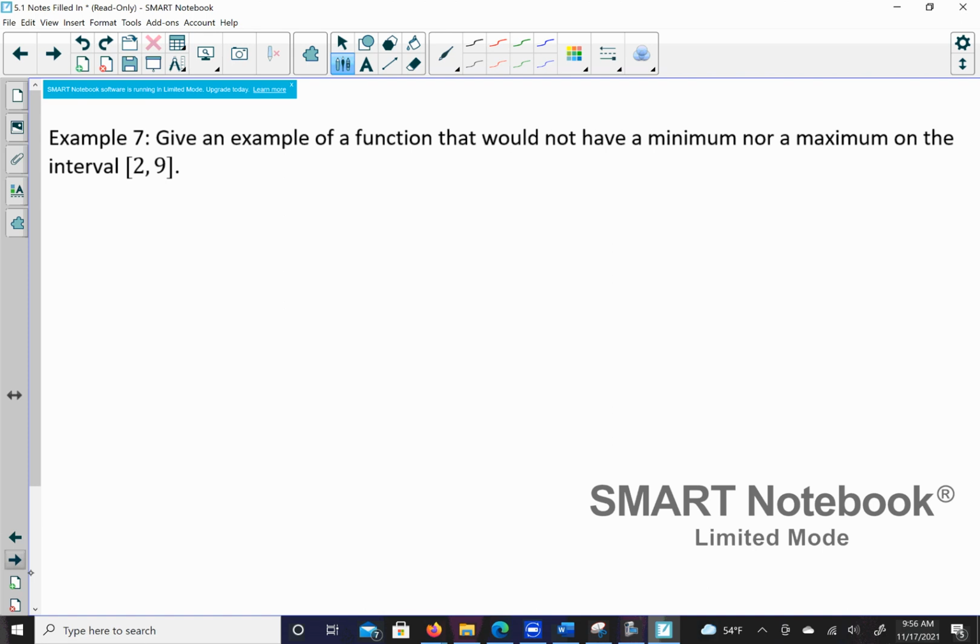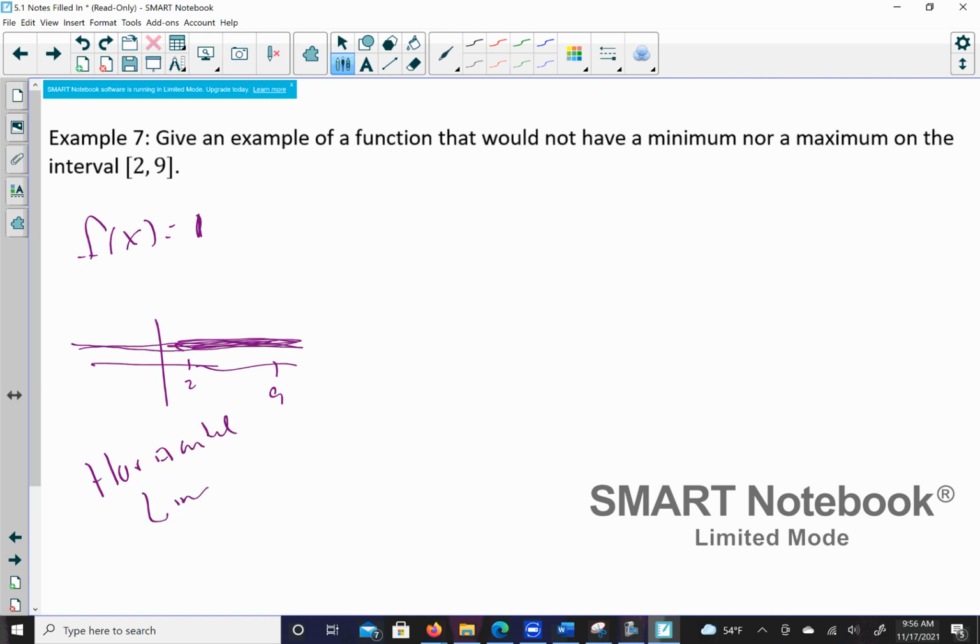Example 7 says, give an example of a function that would not have a minimum or a maximum on the closed interval [2, 9]. So I think of, let's say I had f(x) = 1. Well, that's a horizontal line at 1. On the interval from 2 to 9, I'm not going to have a max or a min because every value is going to be the same. So that would be one example, any horizontal line.